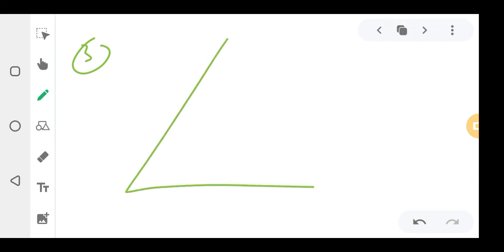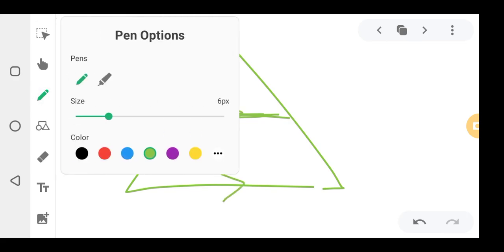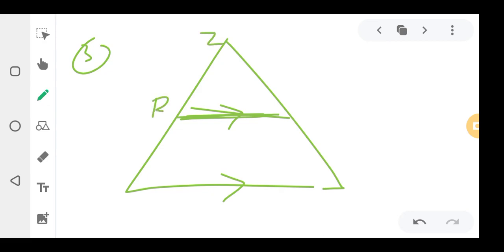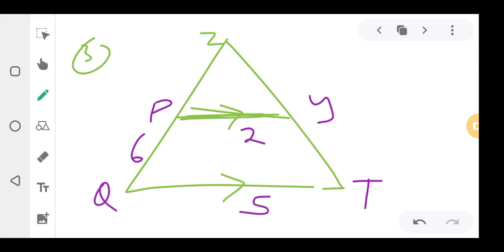Question 3. This one is parallel, and then this one is Z, P. I use different letters now. Z, P here, Q, T, Y. This one is 2, this one is 5, this one is 6. Okay, find ZP. This is Z to P. So we're finding ZP, the distance.